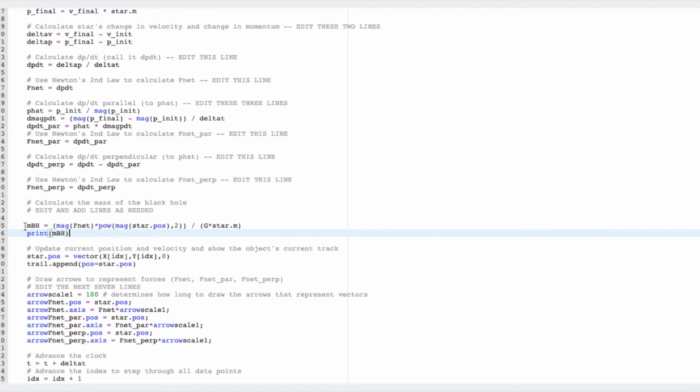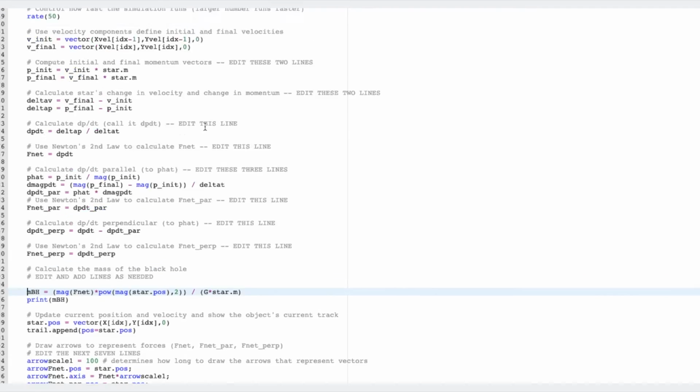This is the important statement that I just talked about how we got, which states that the mass of the black hole is equal to the magnitude of F net times the magnitude of the star's position squared over G times the mass of the star. And then we print the mass of our black hole at every time interval, and it should all be the same, as changes in the F net and changes in the star's position should balance out, leading to the same or very similar black hole mass.